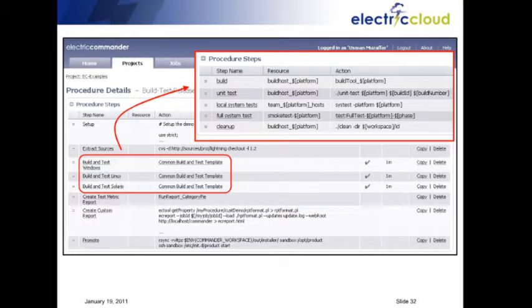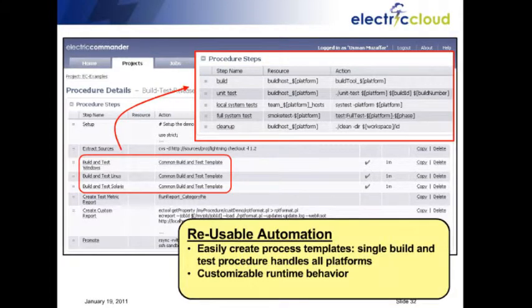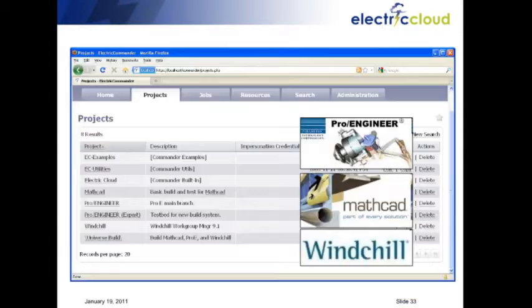And if I were to double-click on that build and test template and show you what it looked like, inside that thing I've got a build step, a unit test step, local system test, cluster full system test, cleanup, very generic steps that know how to change their definition. It's classic. It's easy to explain this to a technical audience. It's instantiation, right? It's polymorphism. I've got a definition that knows how to change itself based on inputs, in this case, based on platform. And Commander gives you the facility to define a framework that you specialize, you override, you instantiate, you derive a class, so that you can give exactly the behavior you want. That's the heart and soul of reusable automation. Create process templates, a single build and test procedure that handles all the platforms and gives you customizable runtime behavior.